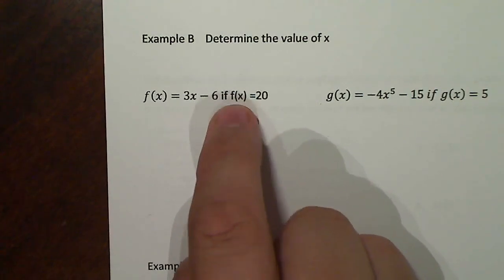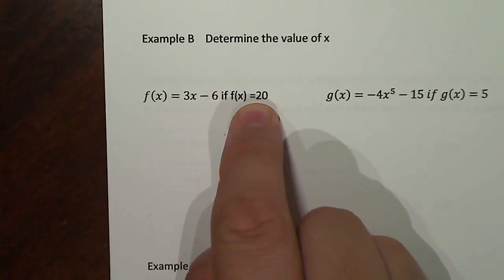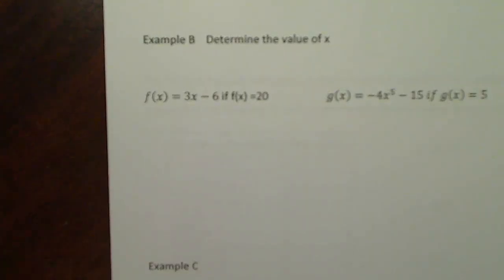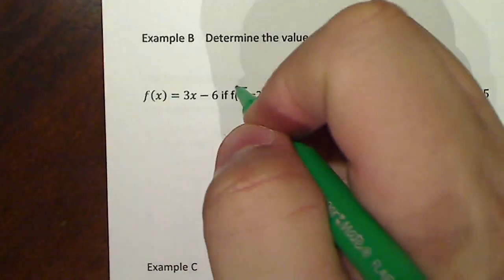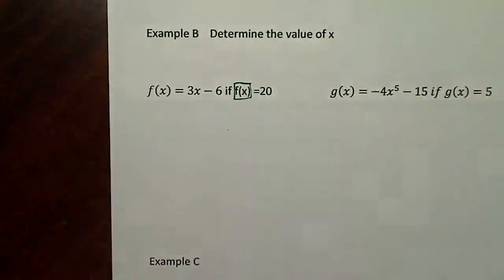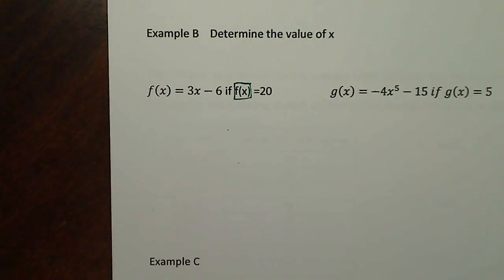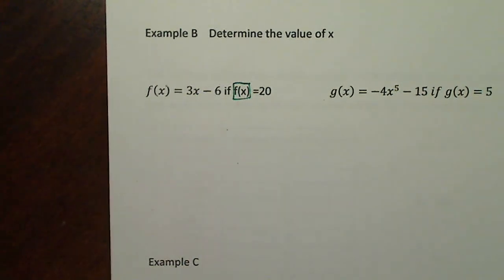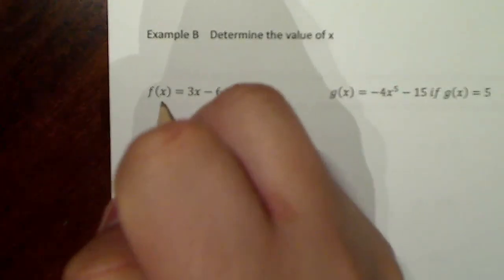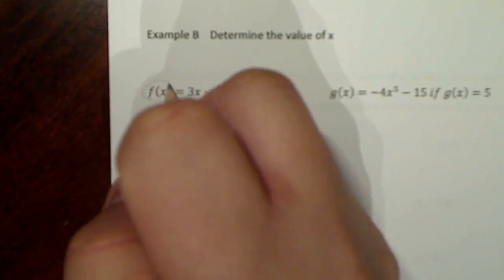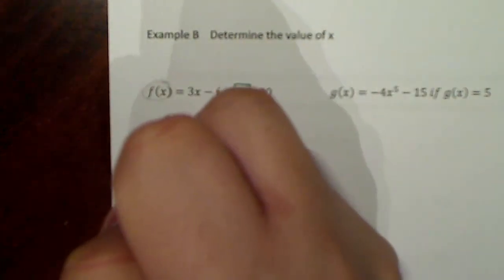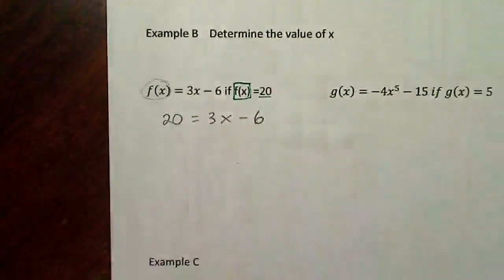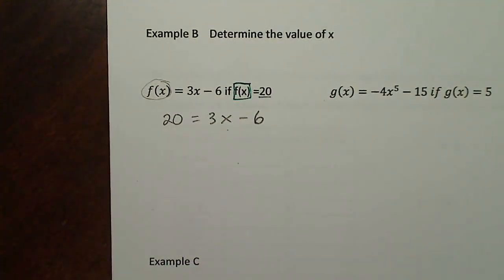Okay, so here's what happens now. Here's your function or equation or expression, depending on what we're working with. In this case, it's a function. This time it's telling you that f of x is equal to 20. Remember how I told you earlier that this is considered to be one part or one component? That means the entire part is the same value as 20. So we will replace this part with 20 in order to determine the value of x.